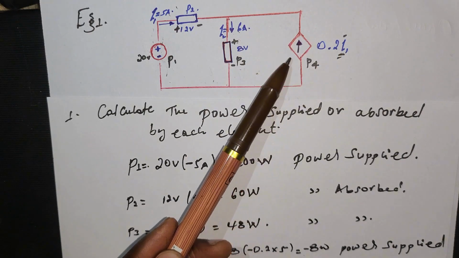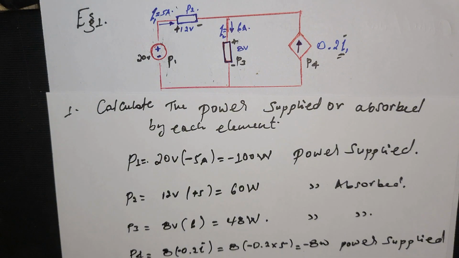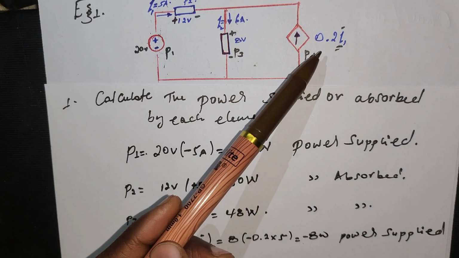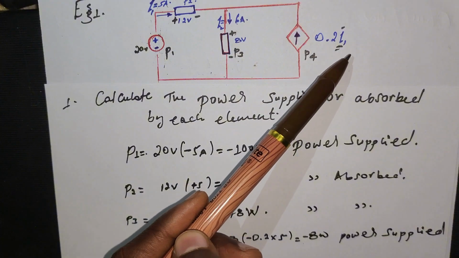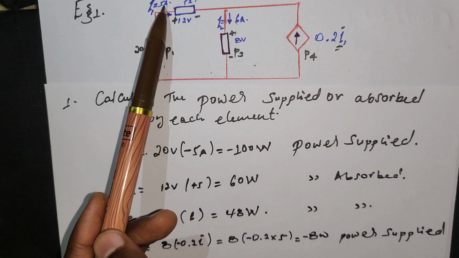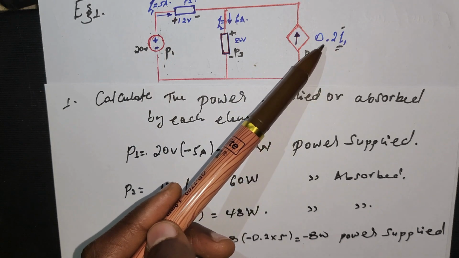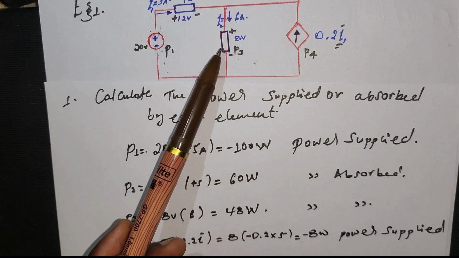So power is absorbed by this element. The last one is this one. For P4, the voltage is not given. It's a dependent current source. The amount it provides is given by 0.2 of I1. I1 is 5 ampere, so 5 times 0.2. So the current will be 0.2 times I1.